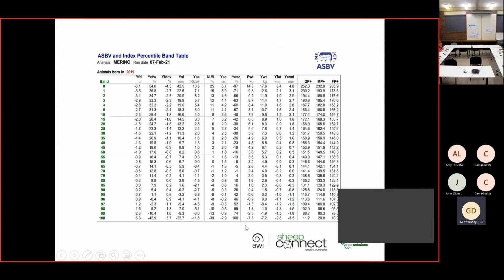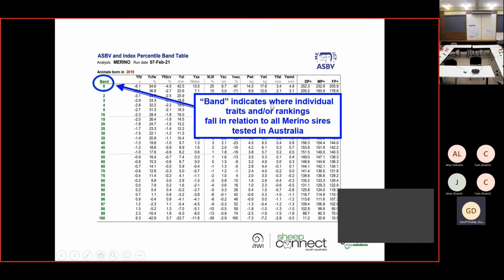So this is a percentile band table. This is a slightly older one. It doesn't really matter. They don't change a great deal, but I just want to walk you through. So we're looking here on a Merino database. These are the traits that are listed: yearling fibre diameter, yearling staple length, post-weaning weight, yearling weight, and so on.